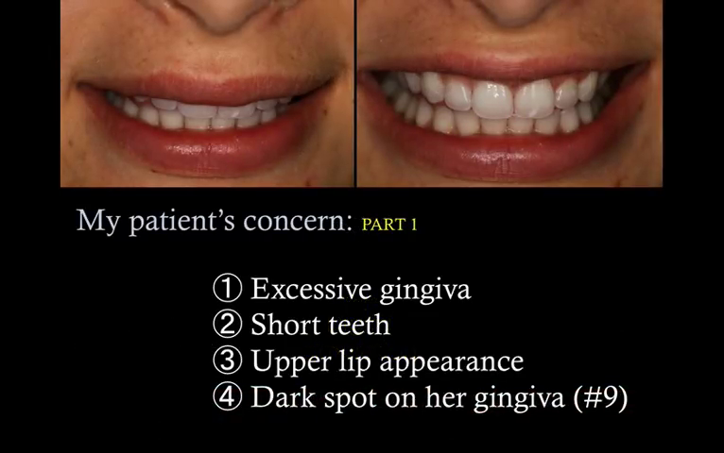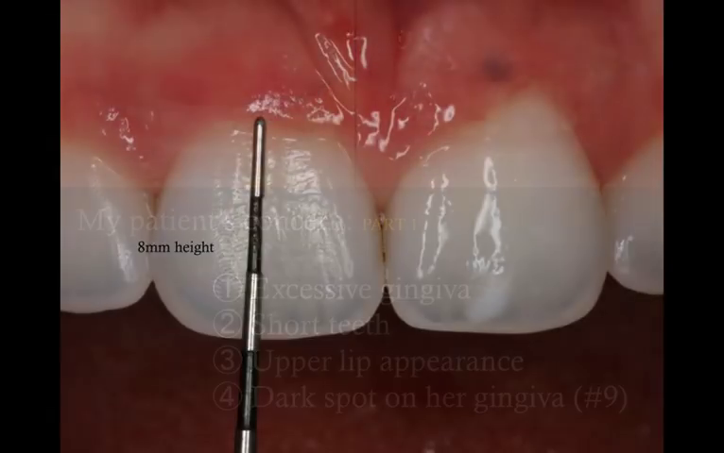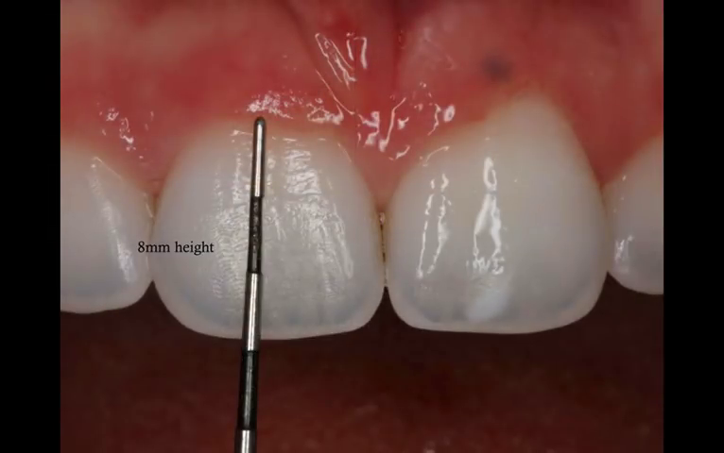Now, our patient had a few concerns. She didn't like the appearance of her smile because she was showing too much gingiva, an excessive gingival display, and also short teeth, which is a function of too much tissue. She also didn't like the appearance of the upper lip because she felt there was a tissue tag and the inside of the upper lip was everting. So we suspected a large frenum that is causing it. She was also concerned with a dark lesion on the buccal gingiva of tooth number 9.